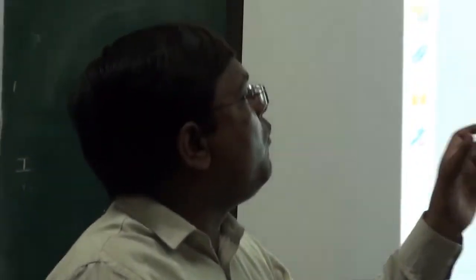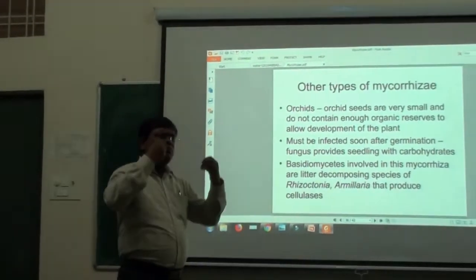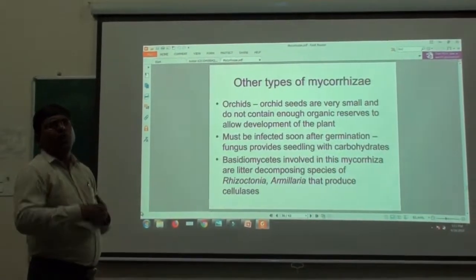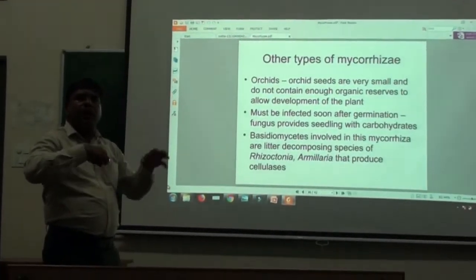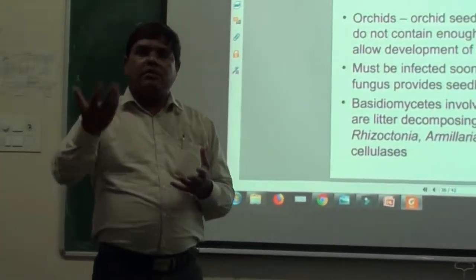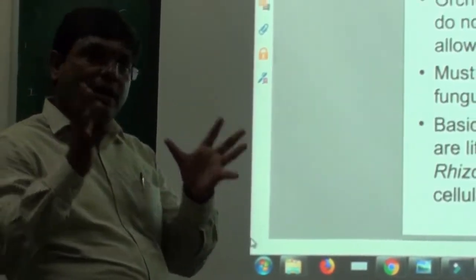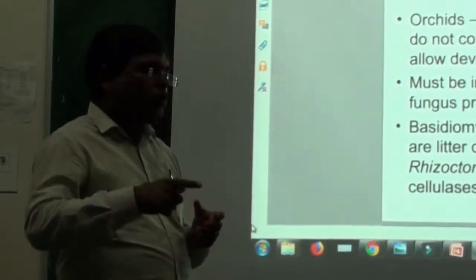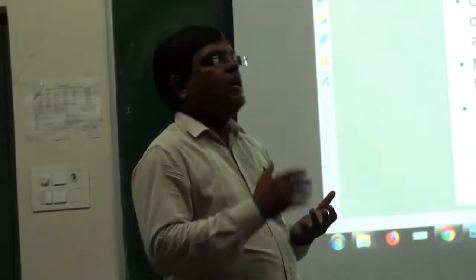Orchid seeds are very small and do not contain enough organic reserve food in this particular plant. Among the development of the plant, so many seeds may fail to germinate. In this particular aspect, they should be infected soon after by the mycorrhizal fungus; then definitely 100% of the orchid plants will be germinated. Some fungal species are involved in this mycorrhiza, particularly wood-decomposing species, called Rhizoctonia and Armillaria, which produce the same diseases in this aspect.